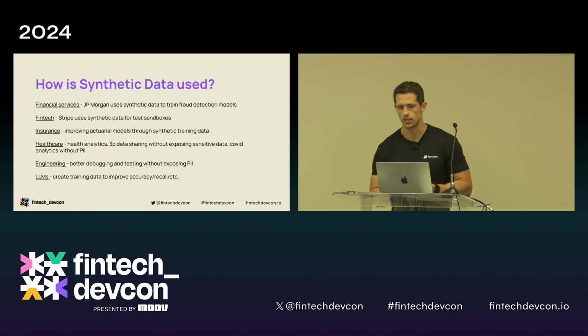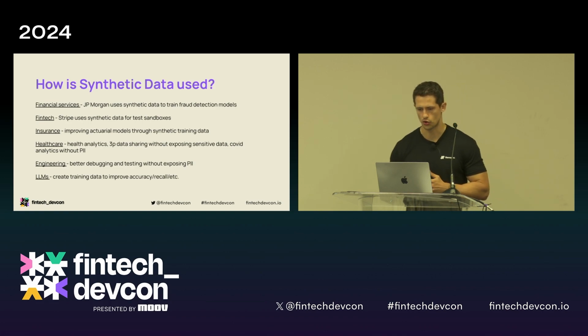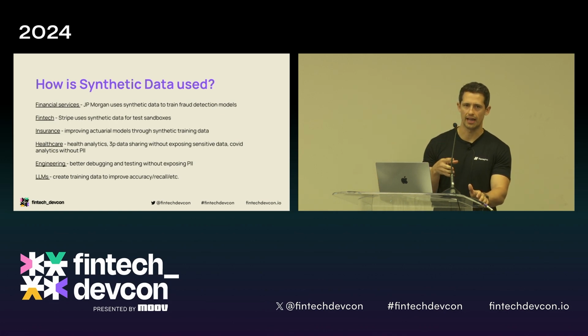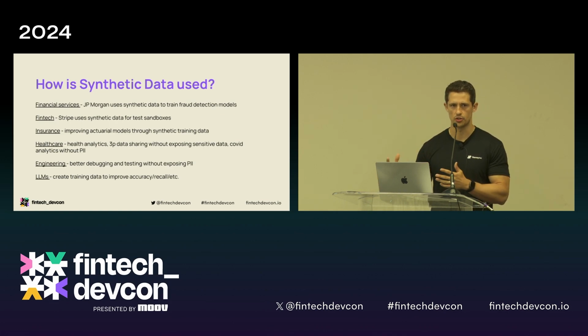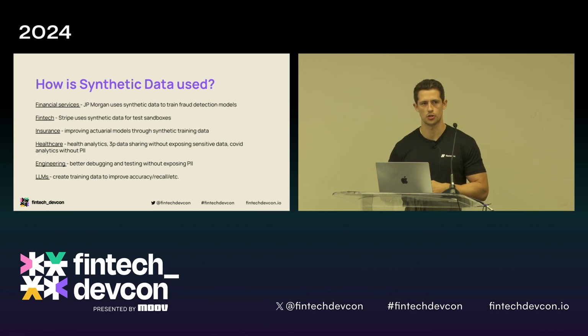So how is synthetic data used? I have a couple of different examples here, and I'll talk through these. Financial services: J.P. Morgan uses synthetic data to train fraud detection models. In order to train a really good model, you need a lot of data, and a lot of companies sometimes just don't have enough. So they augment what they already have with synthetic data that matches that distribution. They then have a really nice training data set to train those fraud detection models.